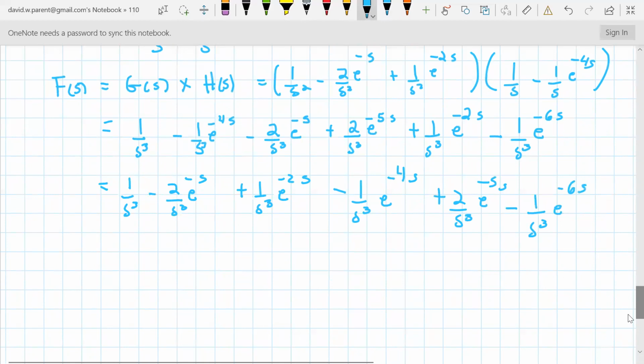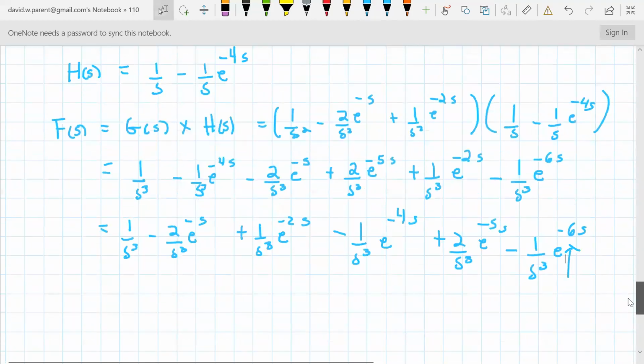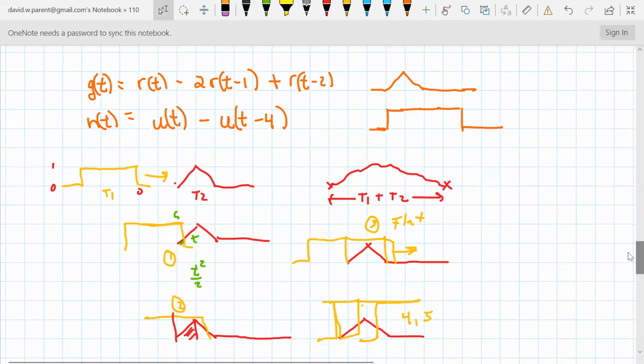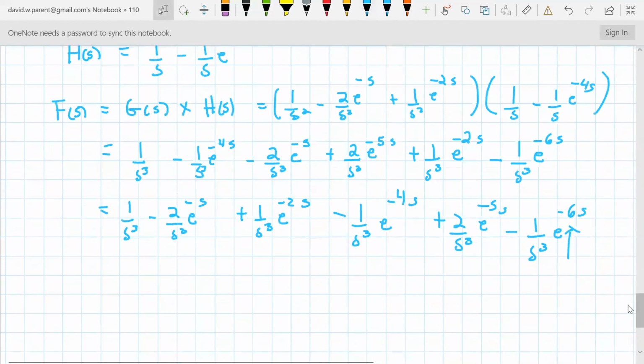Now notice this thing right here, minus 6s, right? That's when we said that this will be non-zero for T1 plus T2. Well, this was 2 units long, and this was 4 units long, and we can see just by the fact that the last thing is 6, which is 2 plus 4, that it gives us the right answer.